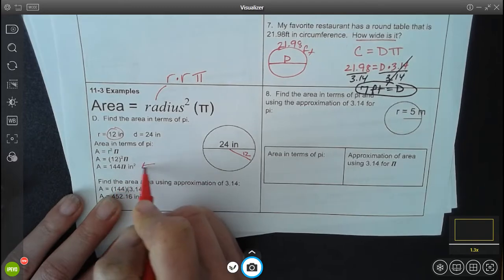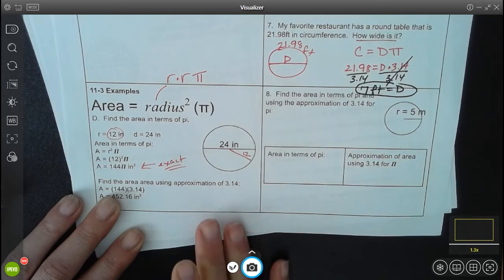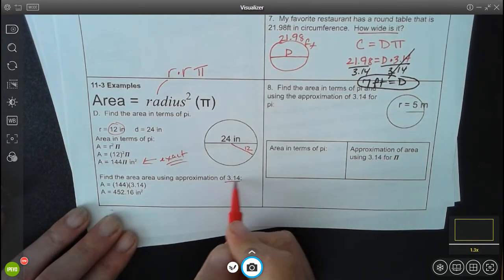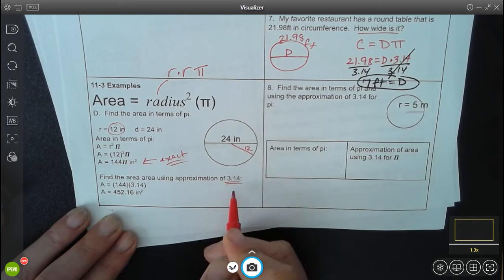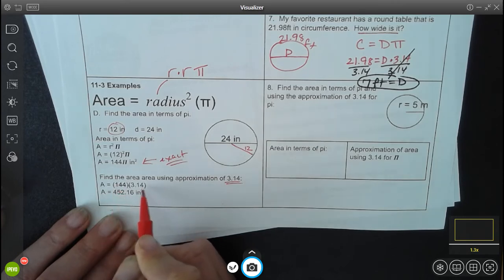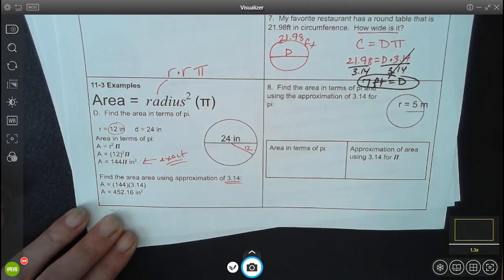This is what we call the exact answer, what a scientist would use if they're doing a rocket to Mars. But most of the time, all we need is a close estimation, and we're going to use 3.14 for pi. Don't use the pi button on your calculator. It will get you too many decimal places. Just type in 3.14. It'll help you memorize it. So 144 is 12 times 12, and then multiply it by 3.14. Pay attention if the worksheet wants you to round it to any special decimal place.